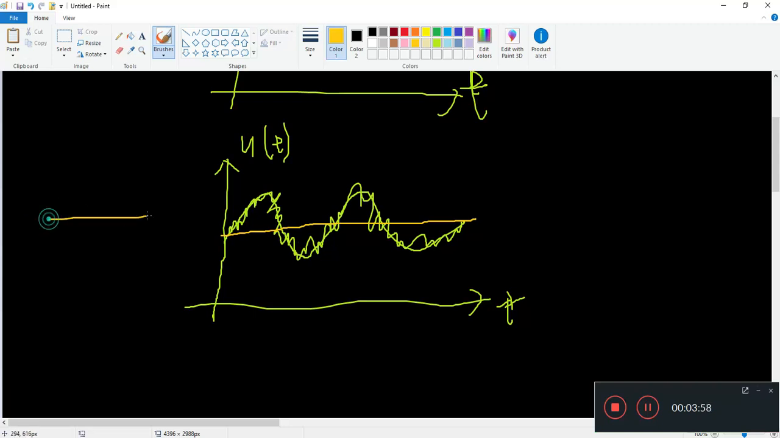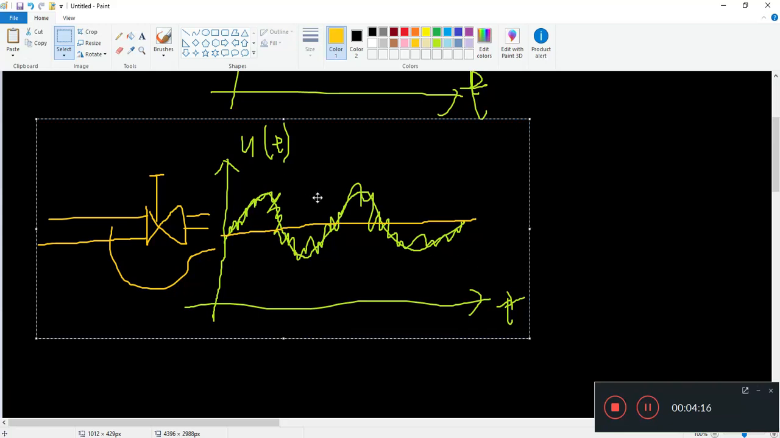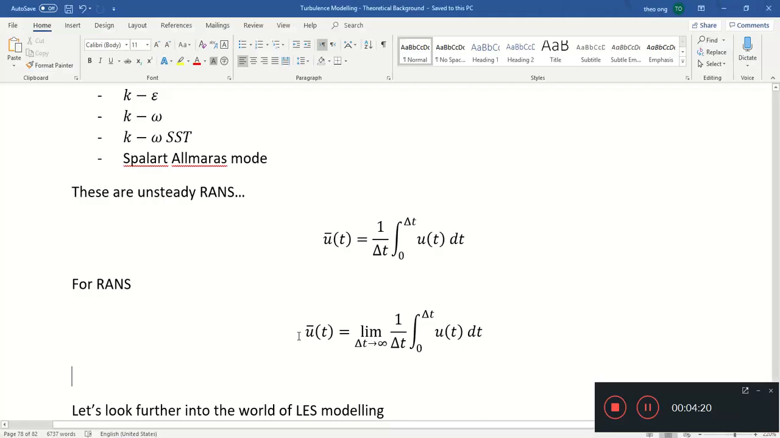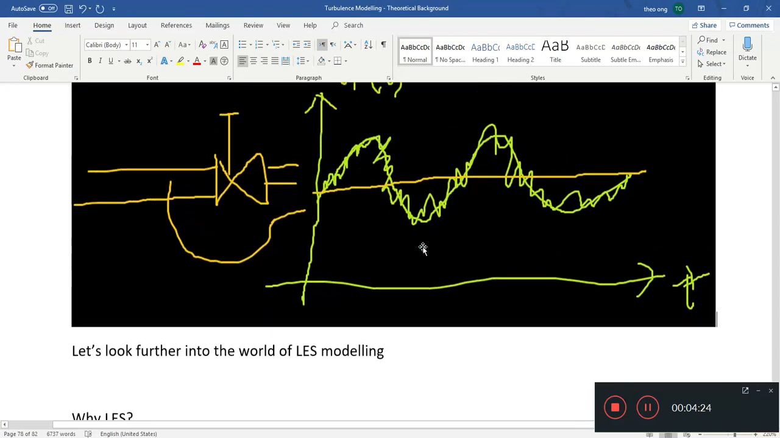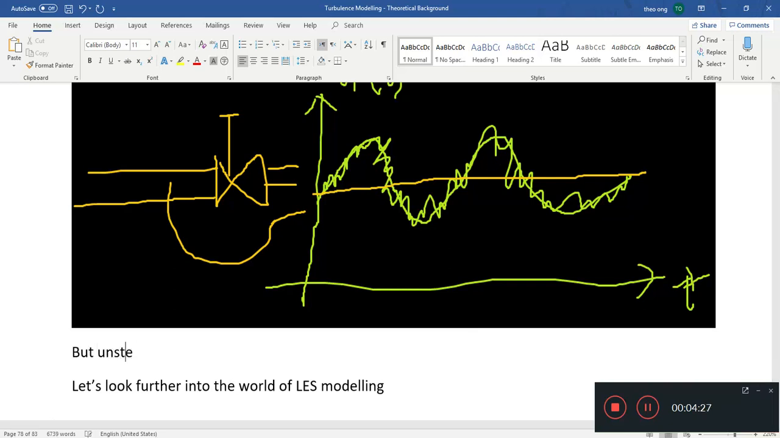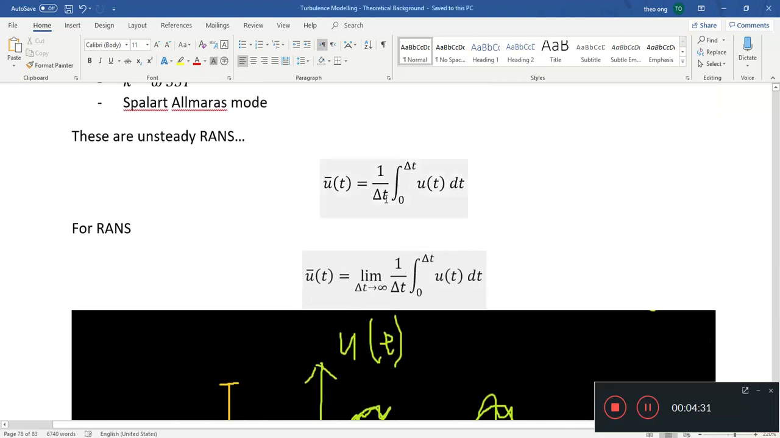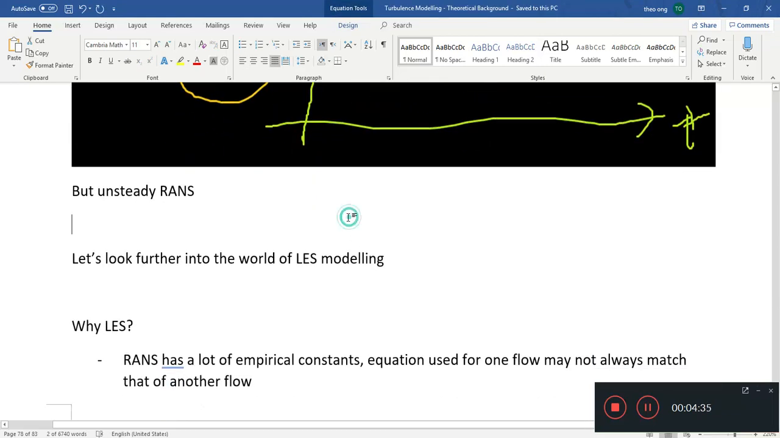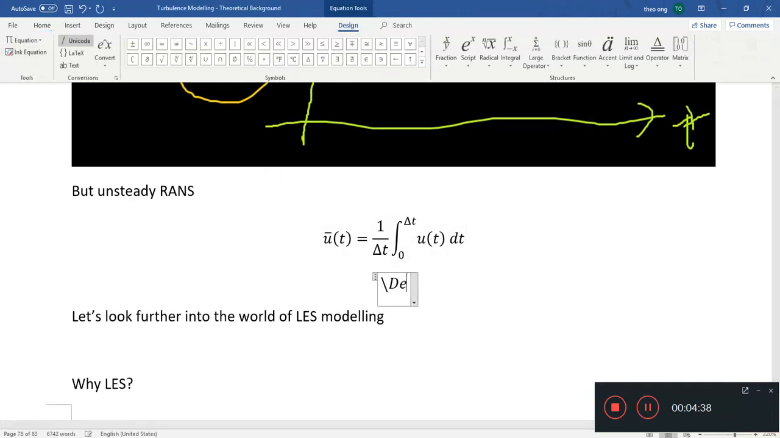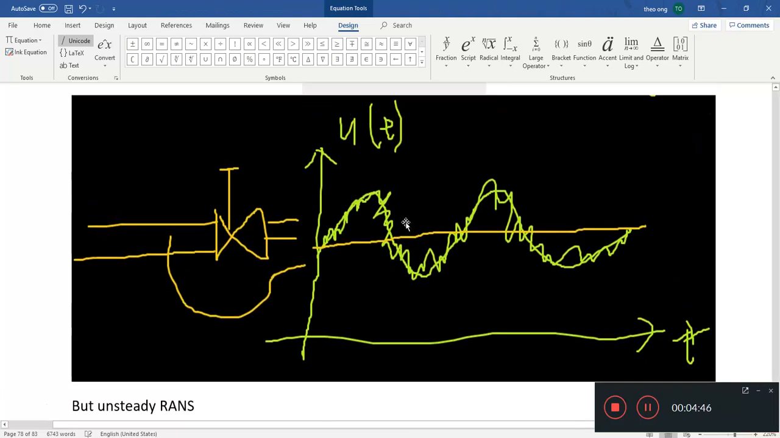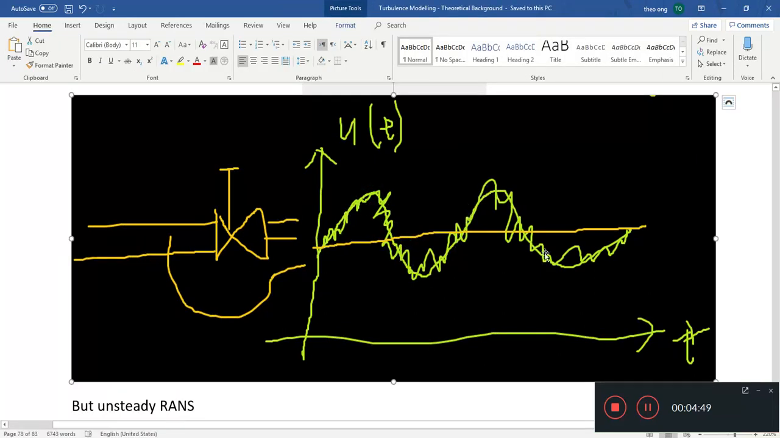So let's say you have some kind of valve that you're adjusting for turbulent flow in the pipe, and then the velocity somewhere in the pipe as you turn the valve up and down will be something like this. So Reynolds average Navier Stokes will get rid of all these bumps, but unsteady Reynolds average Navier Stokes, which is something you probably use in OpenFOAM or some other CFD codes, you don't get rid of all the bumps. So maybe you'll try and get rid of some of the bumps, and that's what you have.